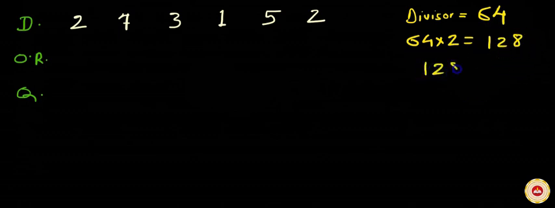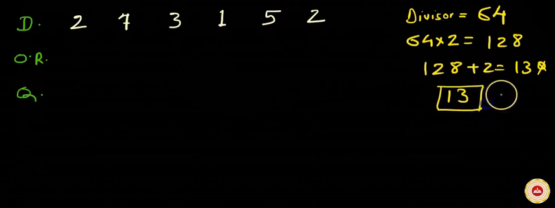Now 128 plus 2 is 130. Neglect this 0 and write 13 as it is, and this is the positive osculator for the given divisor 64. Now let us osculate the given number by osculator 13. So starting from the left side, consider the first digit 2. Divide this 2 by osculator 13, but 13 is greater than 2. So let us join the next digit 7 to this 2. Okay, now we have 27.